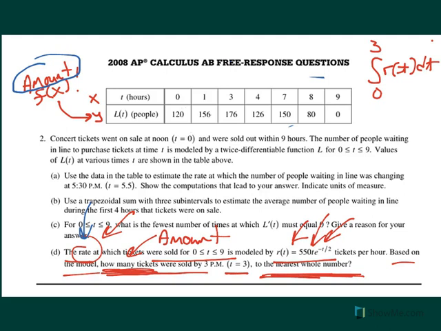And that is it. That is the walkthrough for question number 2 on the 2008 free response exam. Again, those are not the final answers. That's just a quick walkthrough of how to approach those problems. You would want to go through and finish them up.